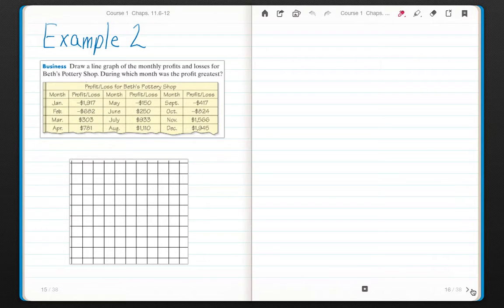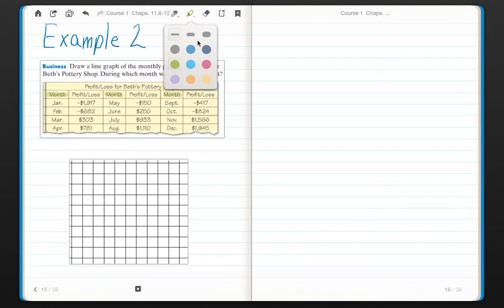Example 2, draw a line graph of the monthly profits and losses for Beth's Pottery Shop. During which month was the profit the greatest? So we have months, January, February, March, April, May, June, July, August, September, October, November, December. So here are my months. I have 3 columns of months. And I have 3 columns of profit and loss.